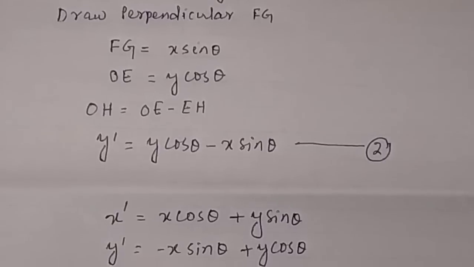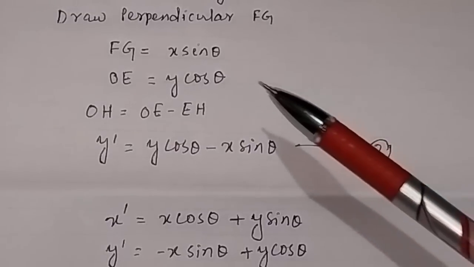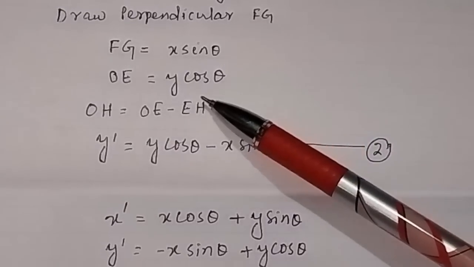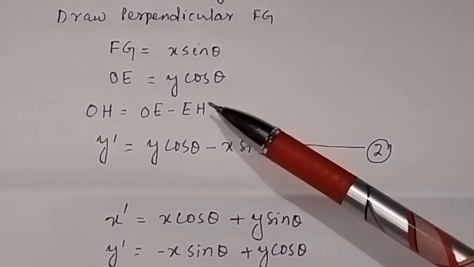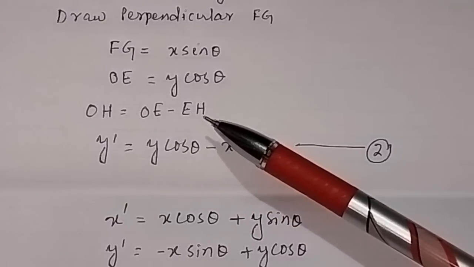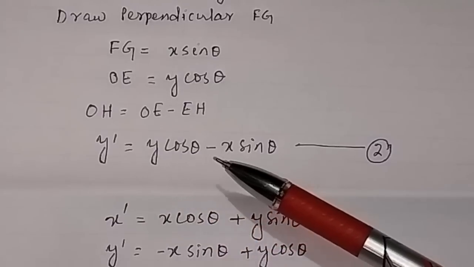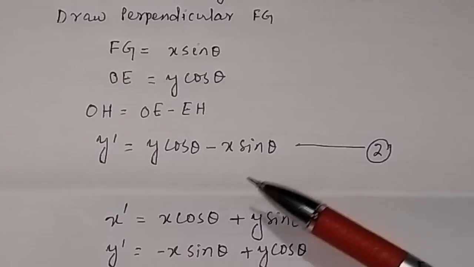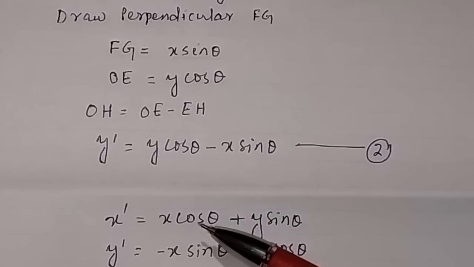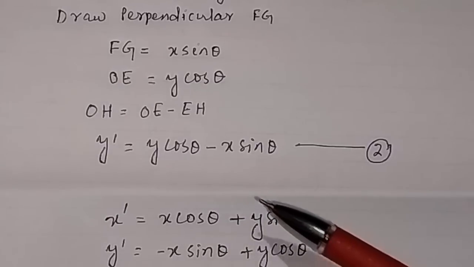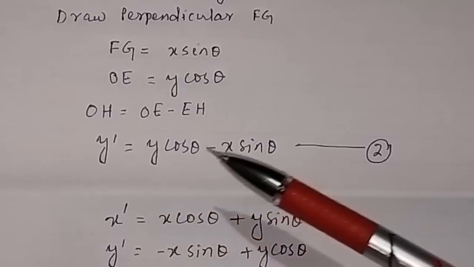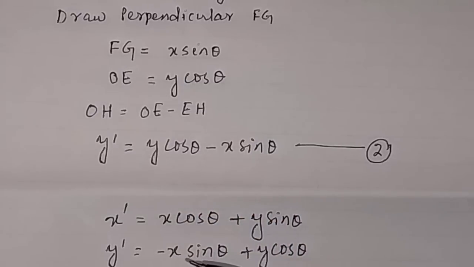So you can write FG is equal to x sin theta, OE is equal to y cos theta. So OH, which is equal to OE minus EH, is y prime, that is equal to y cos theta minus x sin theta. We have got x prime is equal to x cos theta plus y sin theta, and y prime, we first write the x component, so minus x sin theta plus y cos theta. So you see, after rotation, the coordinates will change.